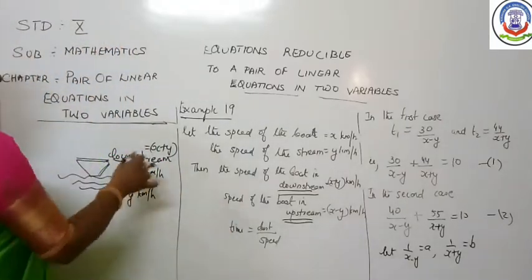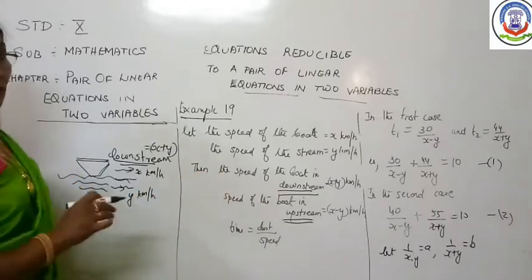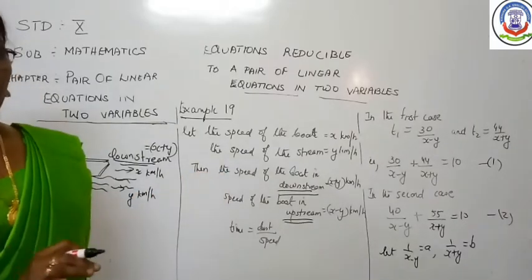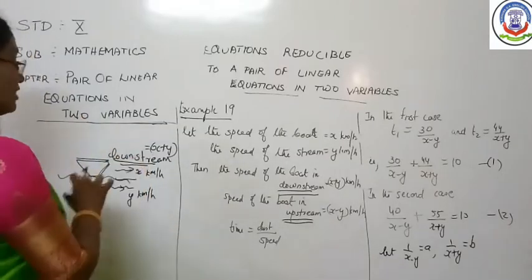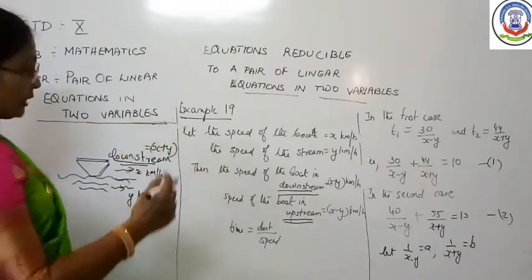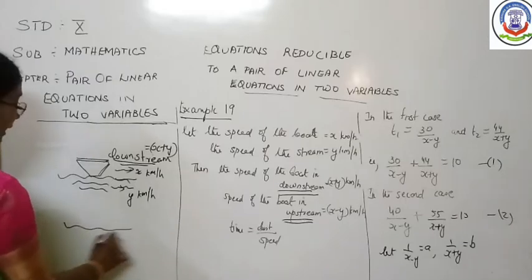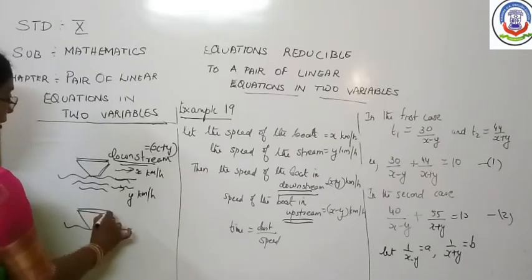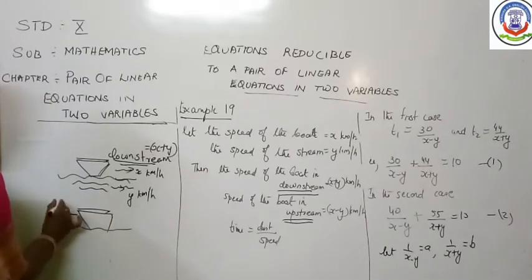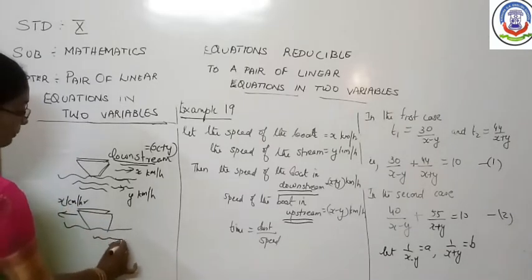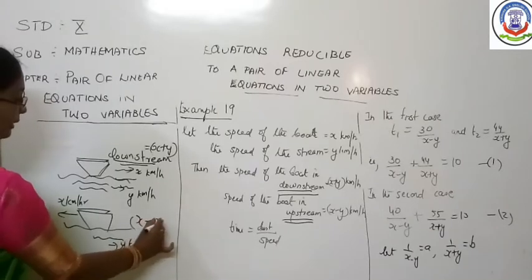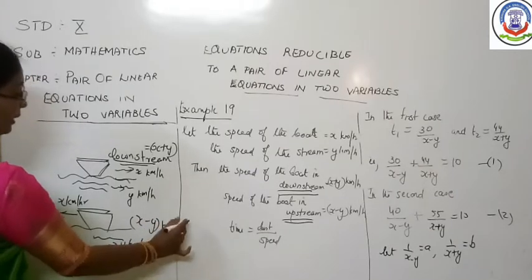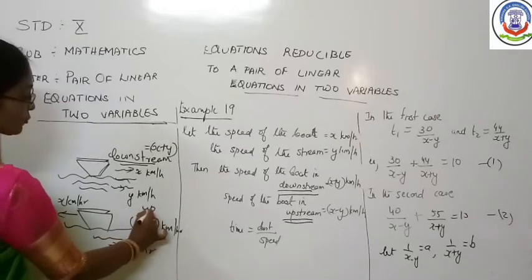Now, the second case, the speed of the boat in upstream. Upstream means against the direction of the stream. That means the speed of the stream is in one direction and the speed of the boat is in the opposite direction. Here you are going to get the total speed as x minus y. How will you get it? x minus y. This is the upstream.